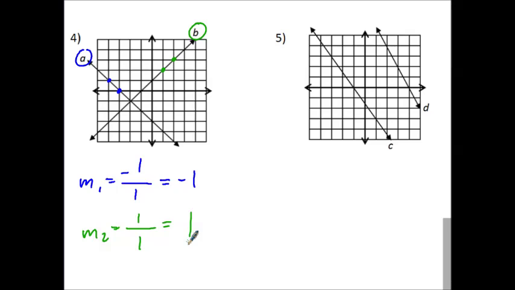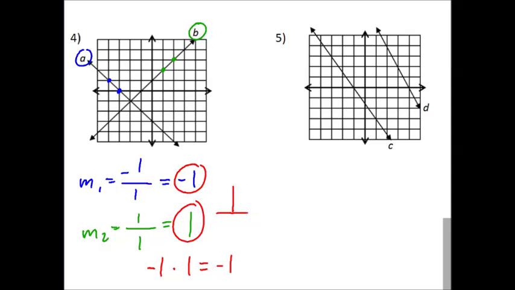Okay, so +1 over 1 and -1 over 1, it isn't so apparent right away that these are actually reciprocals, and one of them is positive, one of them is negative. We can also test that out by doing the math, right? -1 times 1 is equal to -1, and that tells us these two lines are perpendicular.